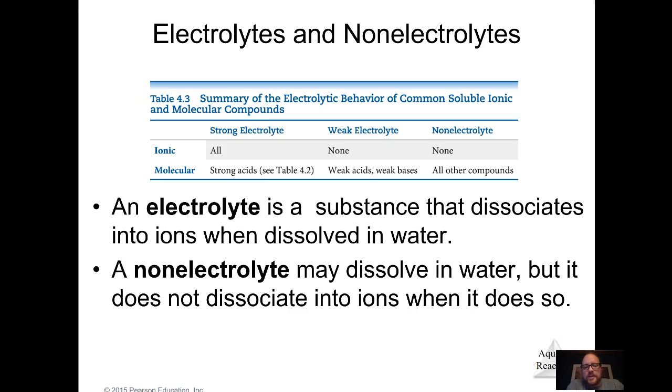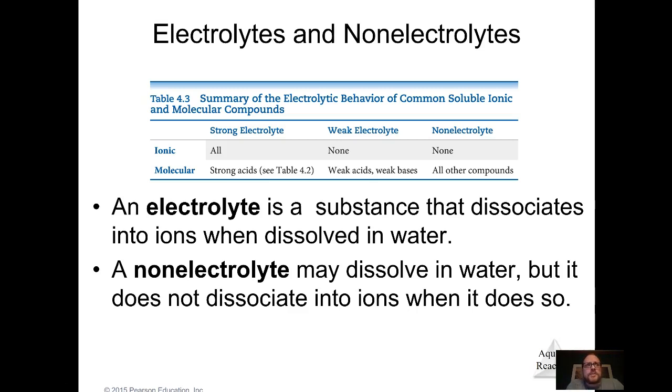Okay, so there is a difference between dissolution and dissociation. So dissolving is becoming a homogeneous mixture with the solvent, and dissociation is actually breaking apart into the ions. So you can actually have things that dissolve that don't dissociate. So something like methanol or other weak electrolytes, they can mix with water, but they don't actually break apart into ions.